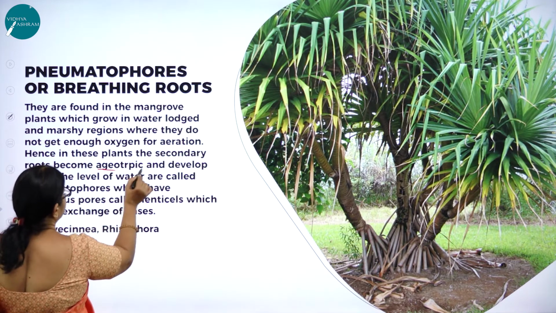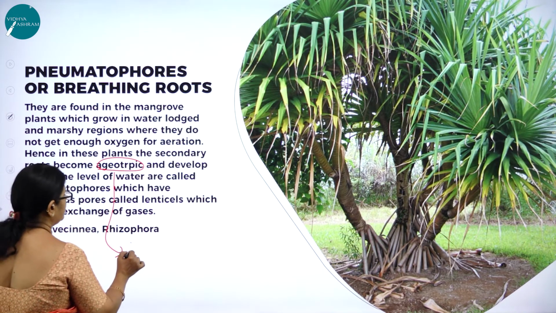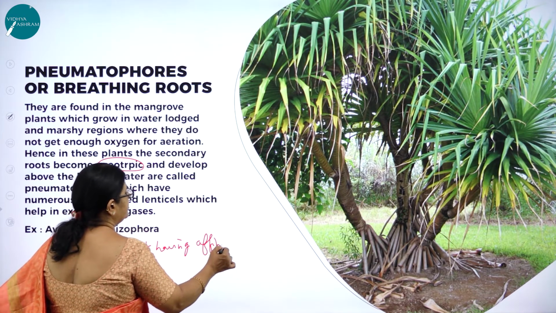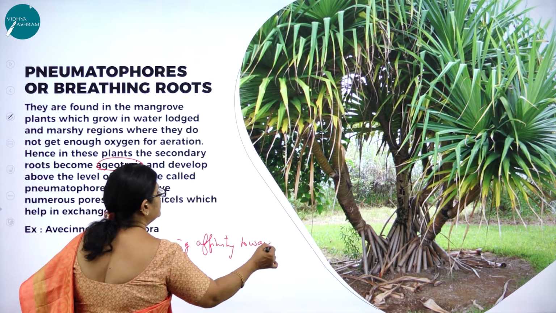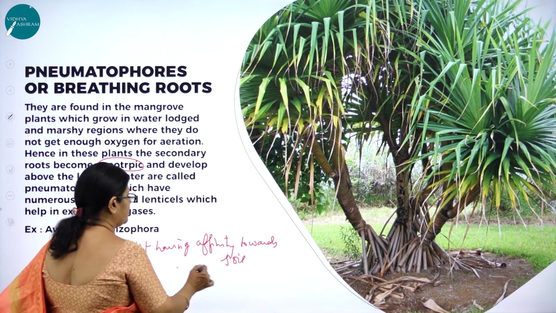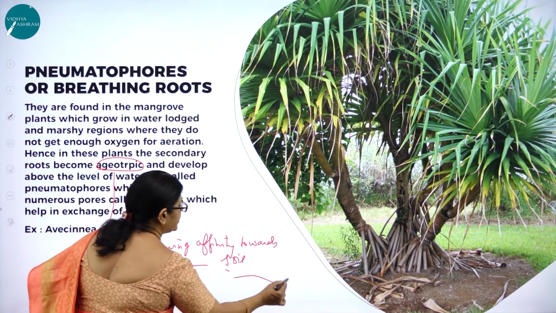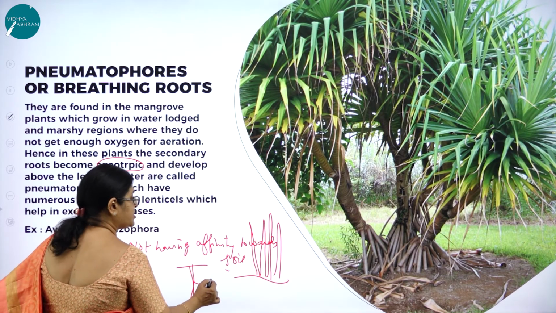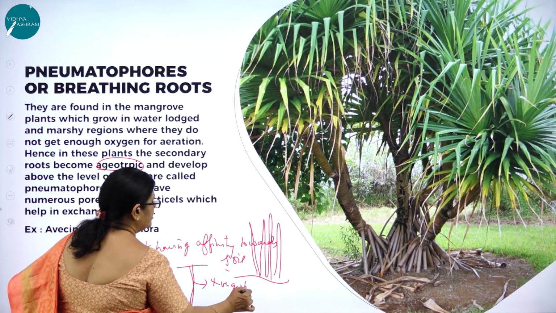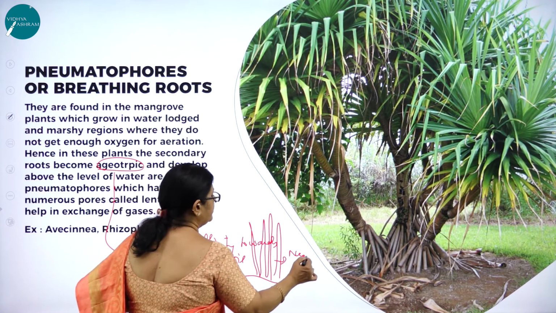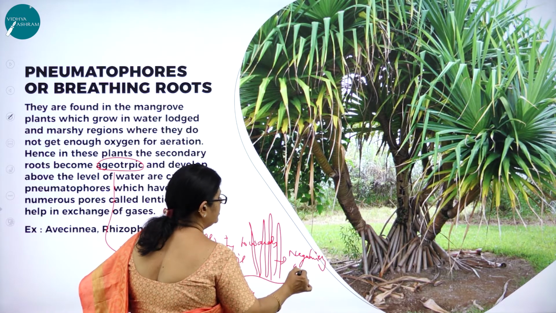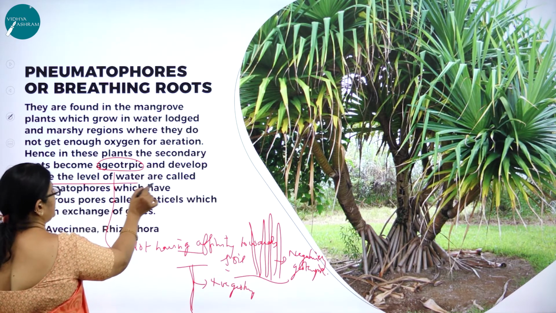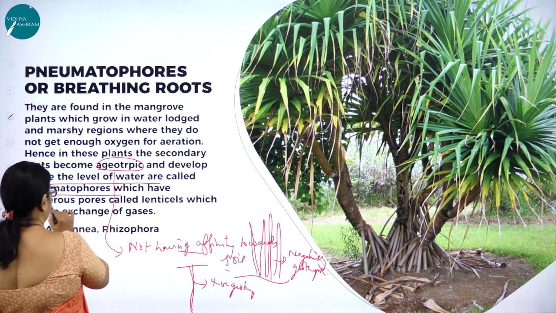What do you mean by ageotrophic? That is, not having affinity towards soil. So instead of roots growing down like this, here you can see the roots growing above like this. So this is positively geotrophic. This is negatively geotrophic. So they become ageotrophic and develop above the level of water. They are called pneumatophores, which have numerous pores.